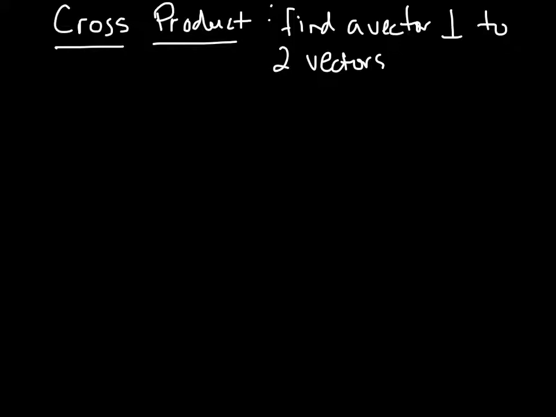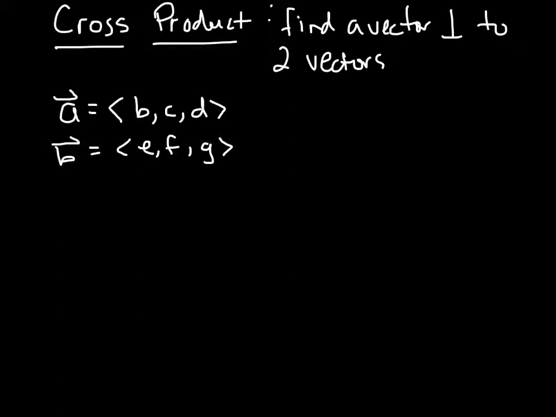So let's say we've got two vectors. Vector A has components B, C, D, and vector B has components E, F, G. If I want to do vector A cross B, remember what this means is our answer is going to be a vector, and this vector is going to be perpendicular to these two vectors.